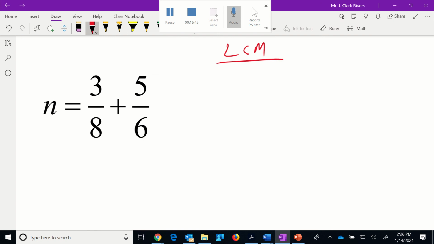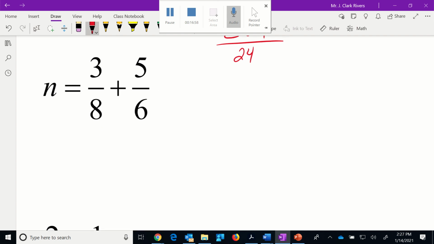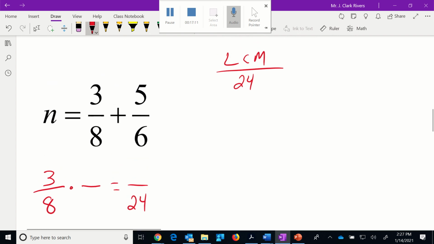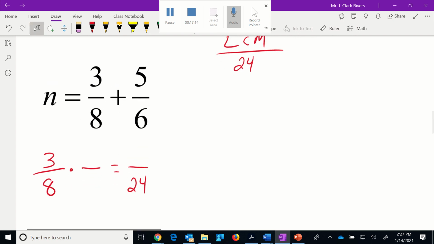So think about the multiples of 8. 8 multiplied by 1 is 8. 8 multiplied by 2 is 16. 8 multiplied by 3 is 24. 24 is a multiple of 6 as well. So what we're going to do, we're going to take 3/8, and we're going to multiply it by something to give us that denominator of 24. By the way, you have these notes, so you should have them open as you watch this video. Work along with me. So if you're not doing that now, pause the video, get the notes up, and watch and write at the same time, just like you're in class.